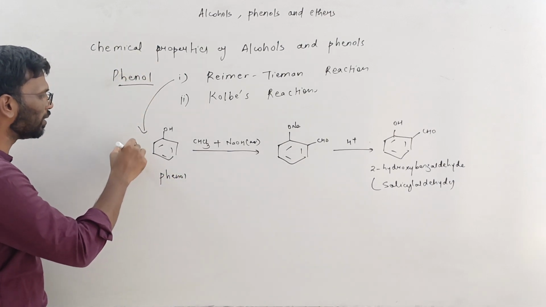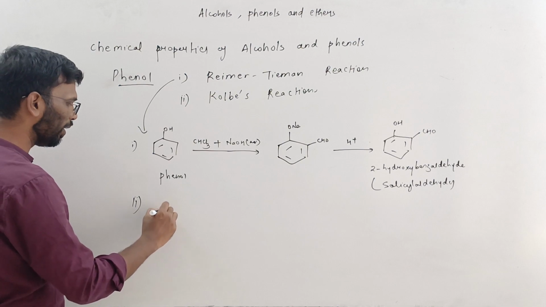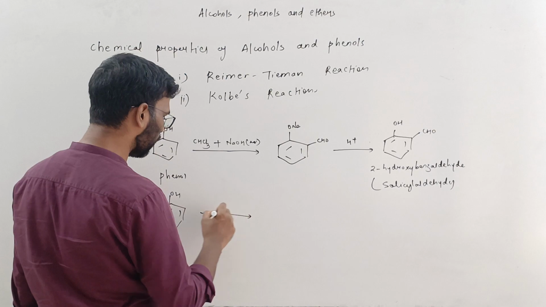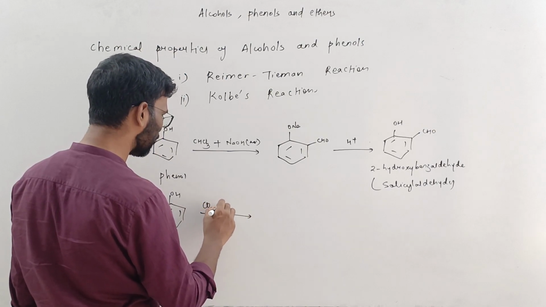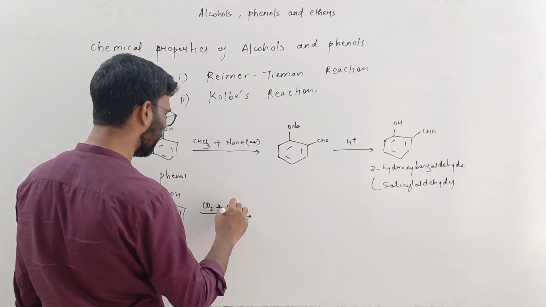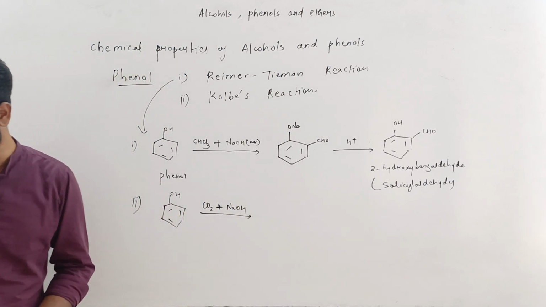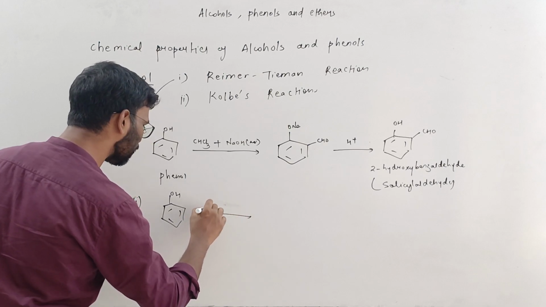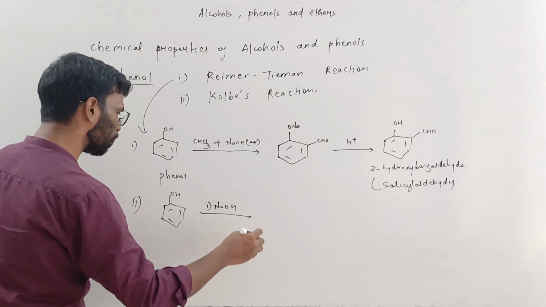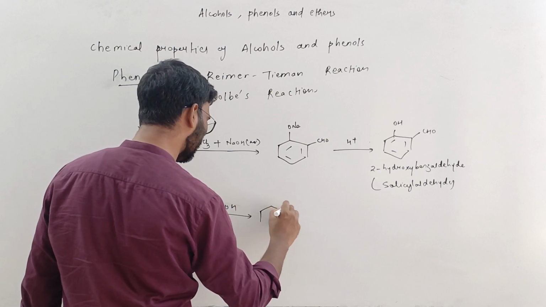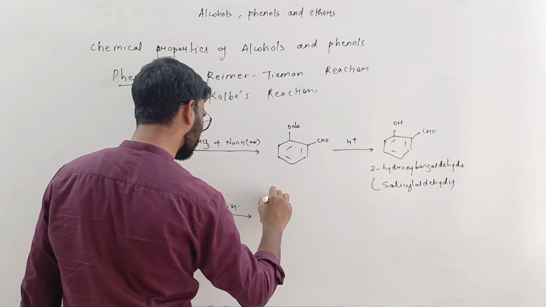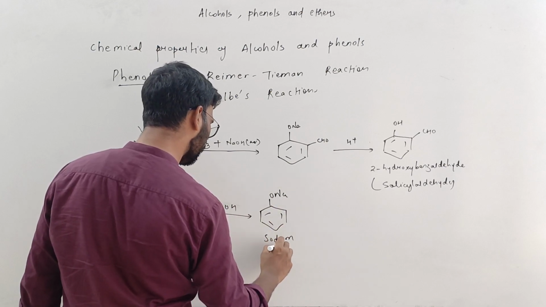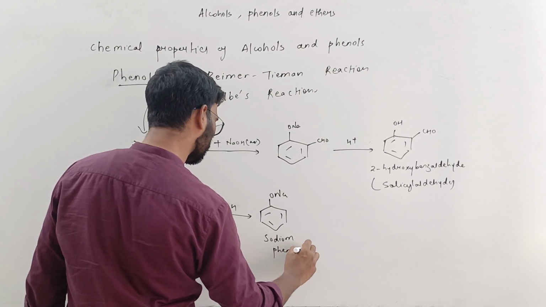Then there comes Kolbe's reaction or Kolb's reaction. Here it is a reaction of phenol with carbon dioxide and NaOH. First we can write it this way: NaOH is reacting with this. So here what you get is ONa, the sodium phenoxide ion. This is what you get.